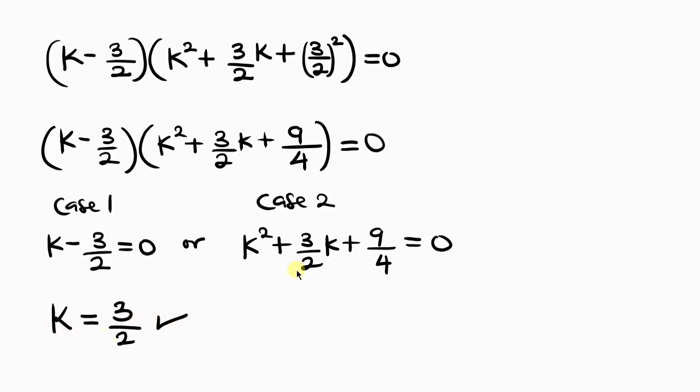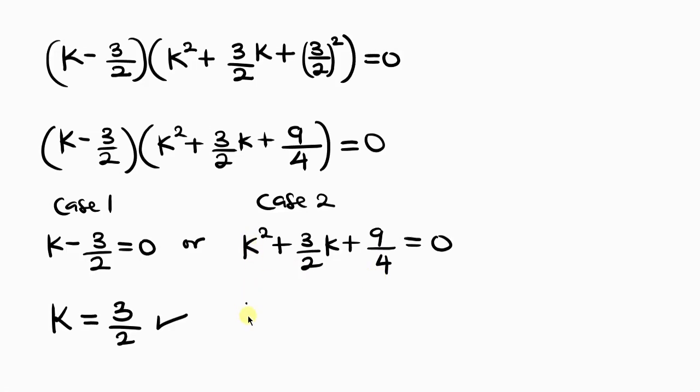Now let's focus on our second case. Now notice that this expression is a quadratic equation. So what we're going to do here will be for us to clear the fraction. And how do we do that? It is simply by multiplying each of the terms by the LCM. So the LCM of 2 and 4 is 4.